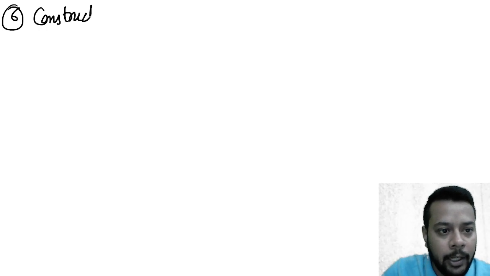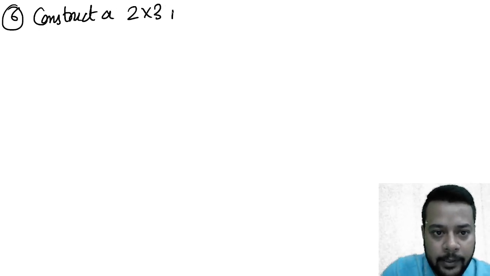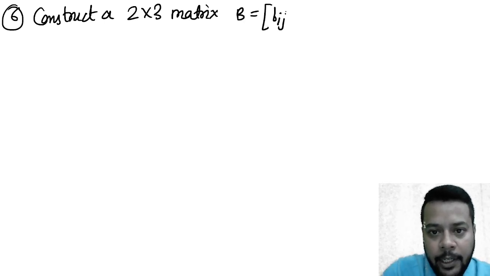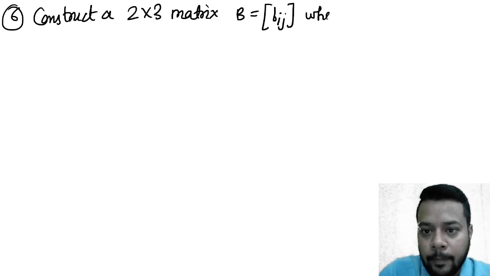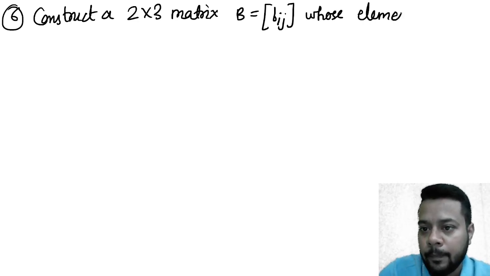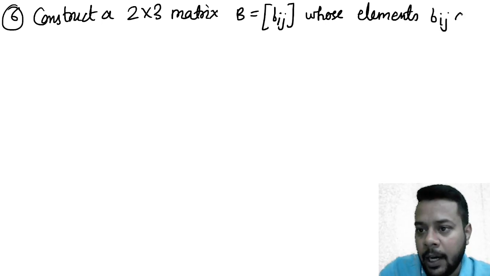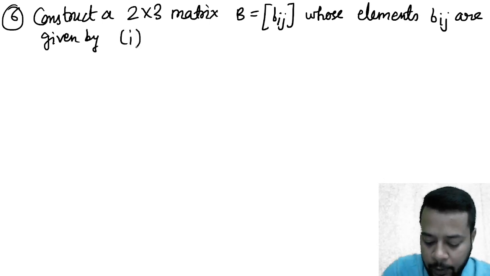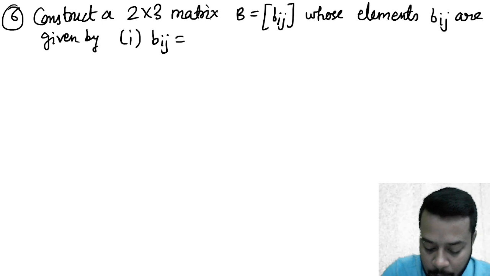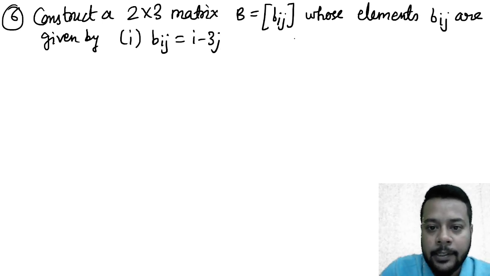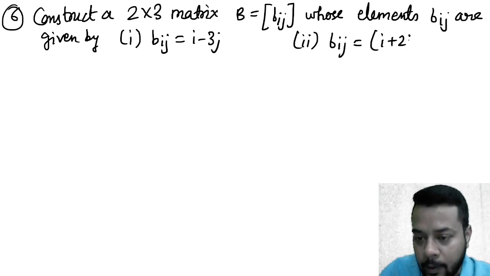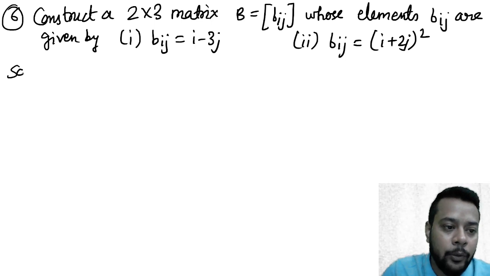In question number 6, they have told you to construct a 2 by 3 matrix B equals Bij, whose elements Bij are given by: subpart 1, Bij is equal to I minus 3j, and in subpart 2, Bij is equal to I plus 2j whole square, right? So let's see how to start.